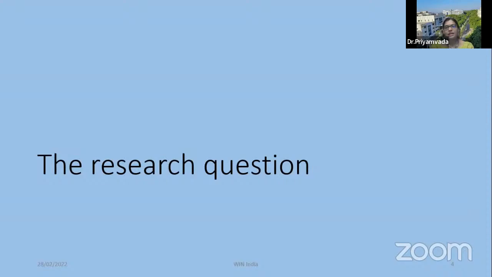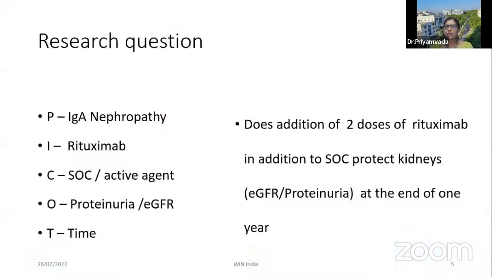So Anamika has come up with a research question, but whenever we put a research question, it's always better to put it in the PICO format. So here the population is IgA nephropathy. Maybe you can fine tune or finally write it as people with IgA nephropathy with so and so GFR and so much amount of proteinuria. Intervention is rituximab.